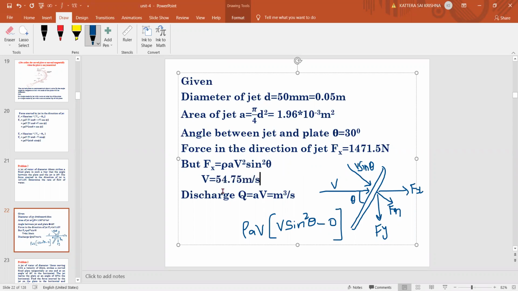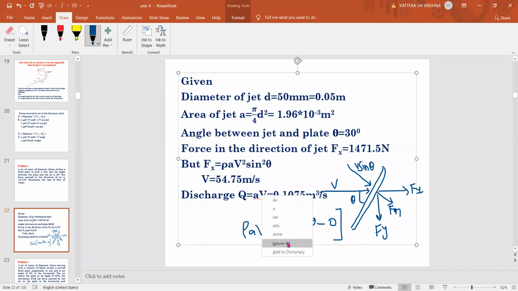of jet. Okay, then what you can do, you can find the discharge by using this velocity, and area is already there. So discharge of the jet Q equal to area into velocity. So area value is there and velocity value is there. Just substitute the values here to find discharge, that is in meter cube per second. 0.1075 meter cube per second.